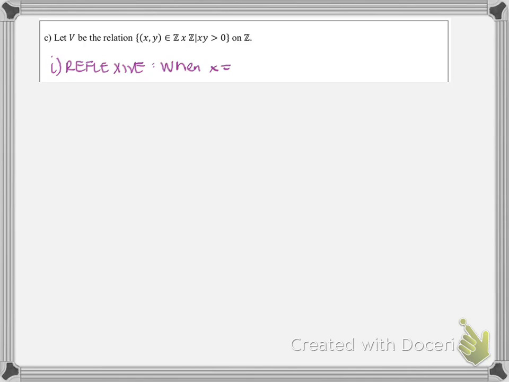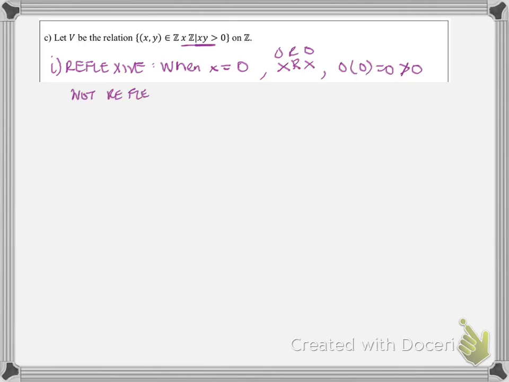Well, what about when x is 0? Because that's an integer, right? 0 is an integer. And so if x is 0, then this is asking, does x relate x, which would mean 0 times 0. So does 0 relate 0 in this relation? Well, that would be 0 times 0, which is equal to 0. And of course, that's not greater than 0. So it's not reflexive.